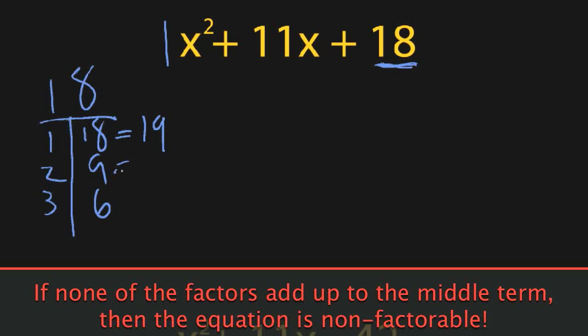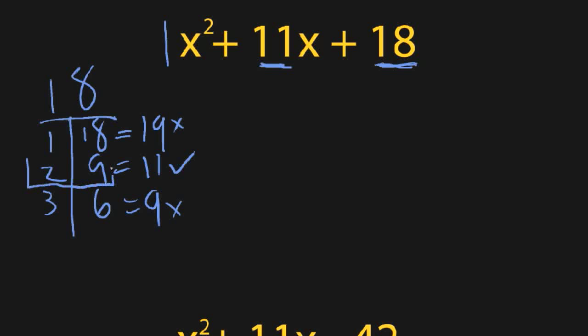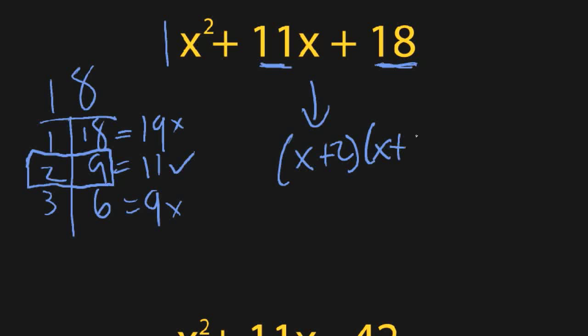Here we get 19, 2 and 9 makes 11, and 3 and 6 makes 9, but 11 is the one that we're looking for. So 19 is not what we want, 9 is not what we want, but we want it to be the middle term. So this is 11. So 2 and 9 are our a and b, so we can then rewrite this as x plus a times x plus b, or x plus 2 times x plus 9.